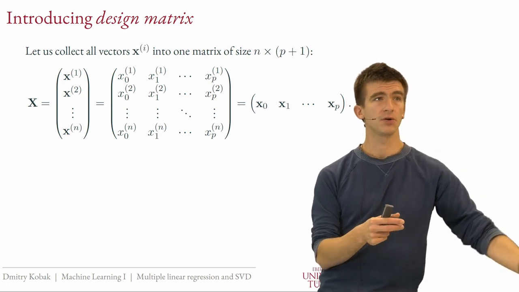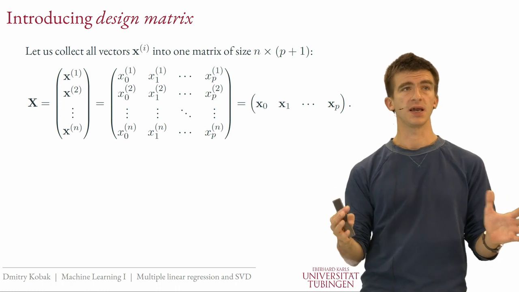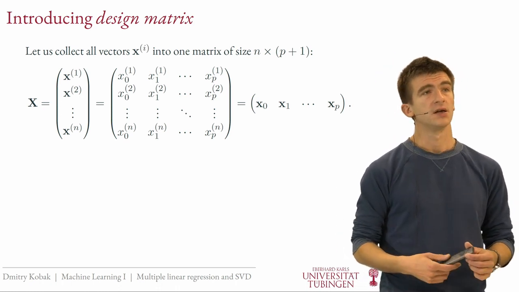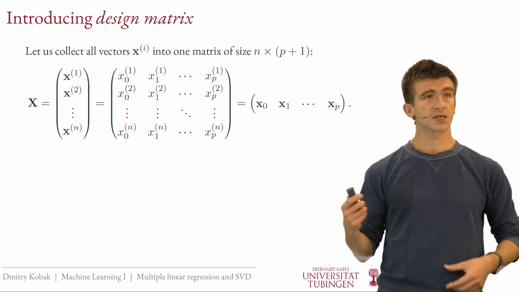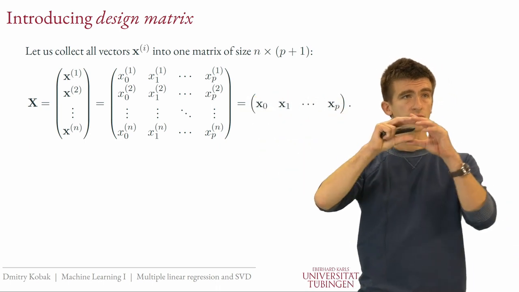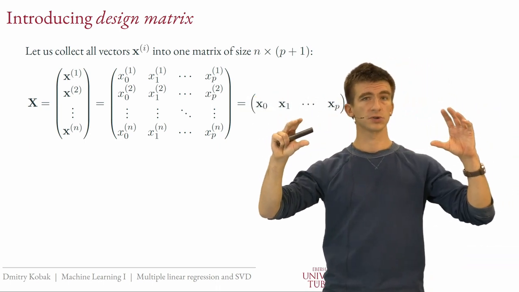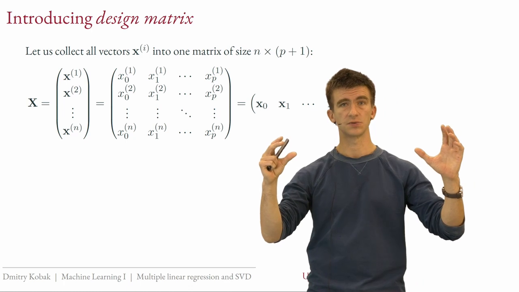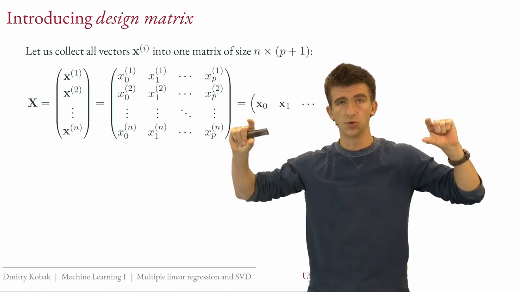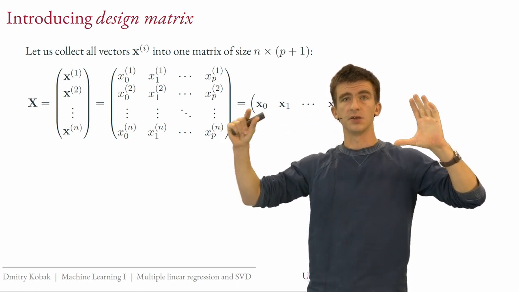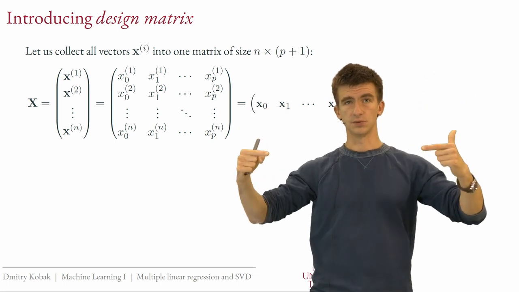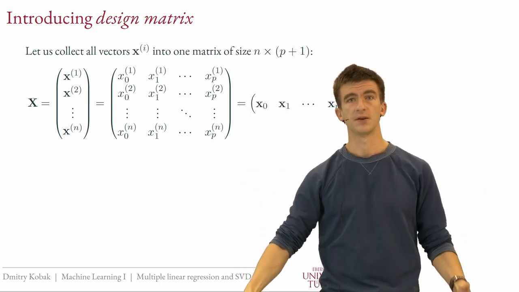So we can combine all of these x data in a matrix that in statistics is called the design matrix. And here's how it's going to look. One row of this matrix corresponds to one training example. We have p plus one columns, so when you take one row, you have p plus one numbers in this row, and that's your training example number 0, 1, 2, 3, 4, 5, and so on until n.